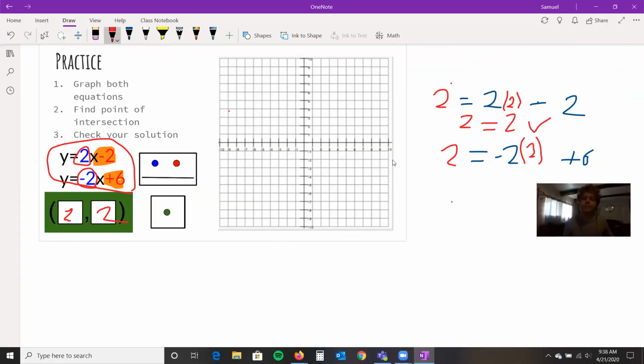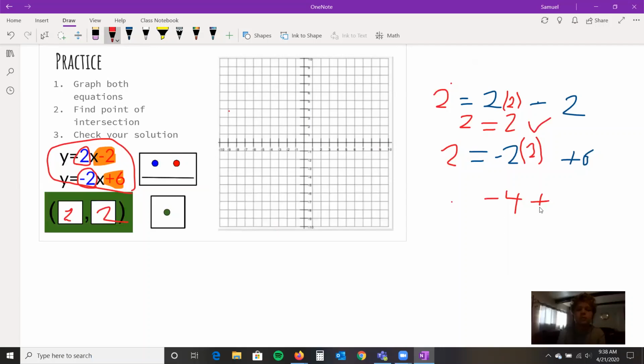But if it doesn't work for the second one, it won't work. So let's see. Negative 2 times 2 is negative 4. Okay, negative 4 plus 6 is going to be positive 2, right? 6 take away 4 is 2. So 2 equals 2, is that a true statement? Yes, it is, right? And so we know that we got it correct.